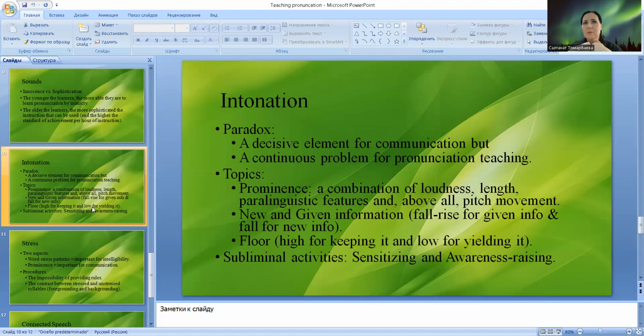We should correctly put the stress on the syllable in the word. Topics: the provenance of a combination of loudness, length, paralinguistic features, and above all, pitch movement. In information given, for example, fall, rise, or given in a fall, or the low rise, for example, what's your name?